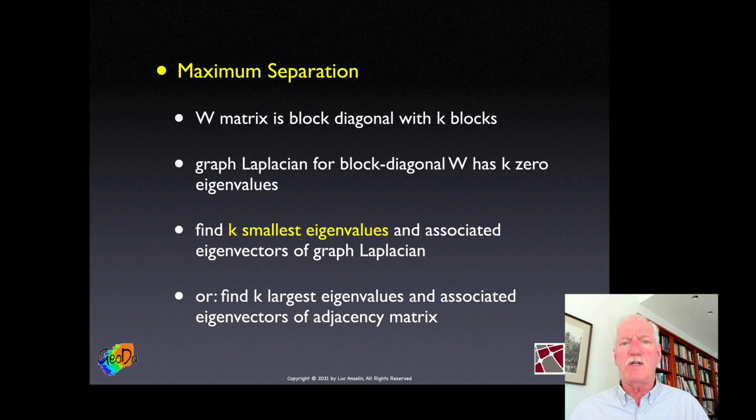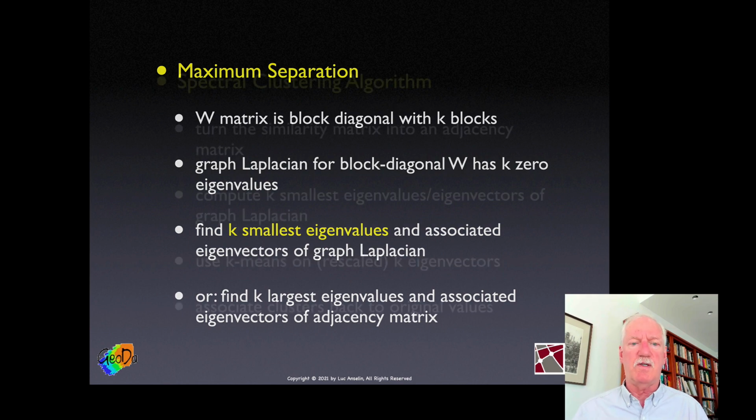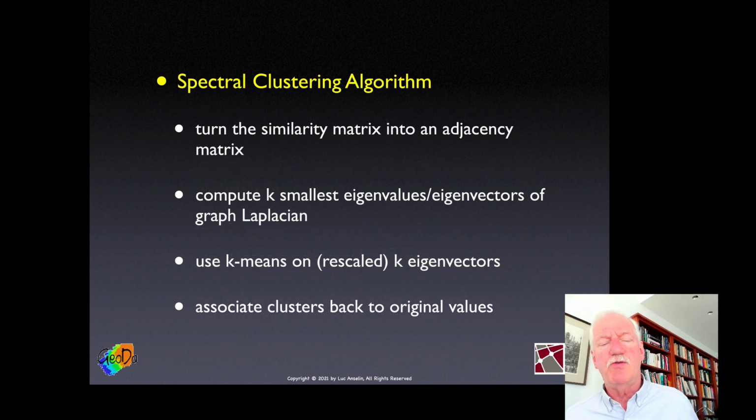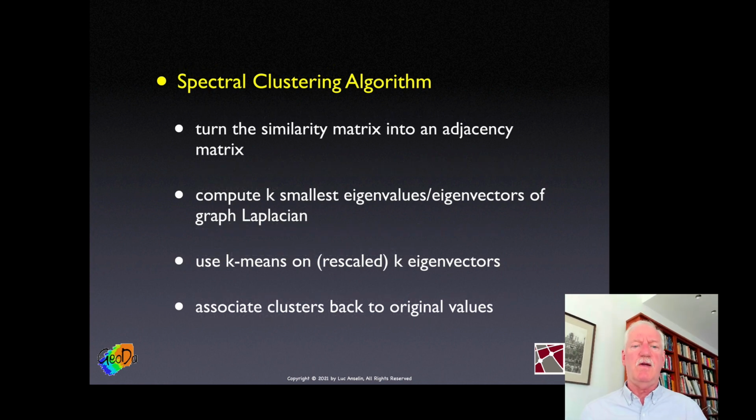With a little bit of matrix algebra, you can show that this is equivalent to finding the largest eigenvalues for the adjacency matrix. So what do we do then in spectral clustering? We first turn the similarity matrix into an adjacency matrix. We simplify it. This is very similar to constructing spatial weights from distance information, as we'll see in a few minutes.